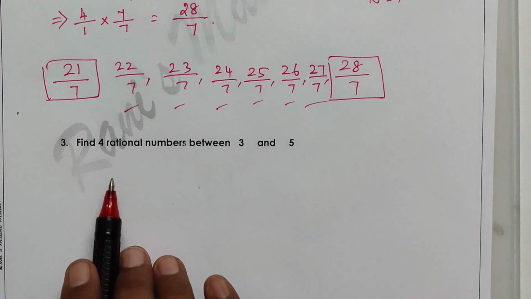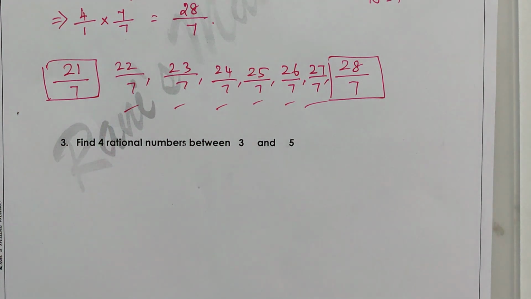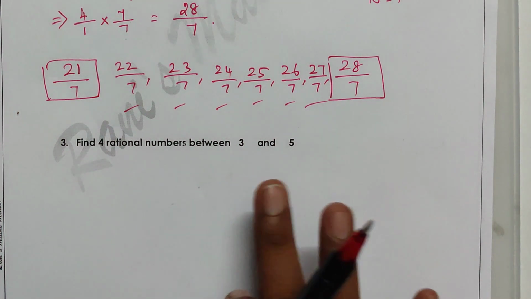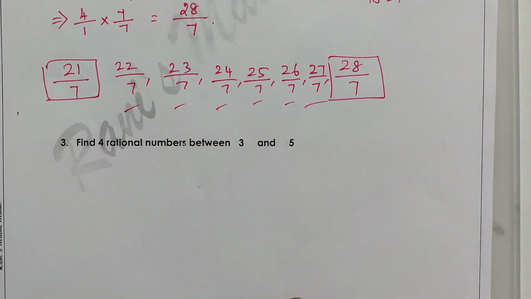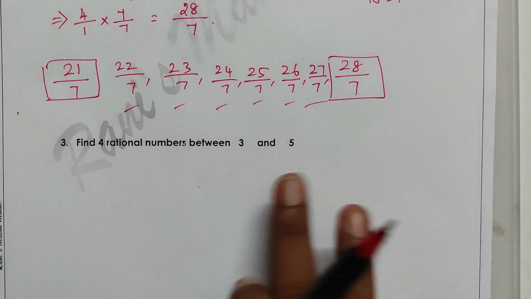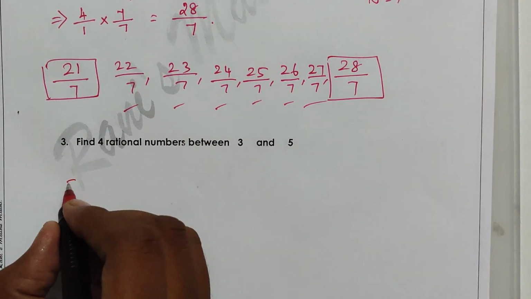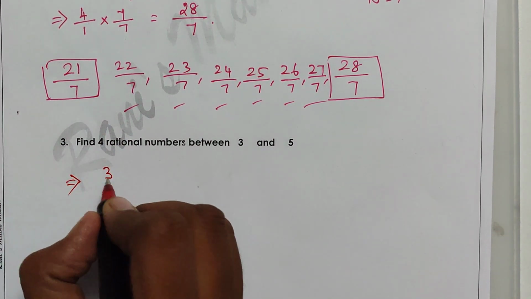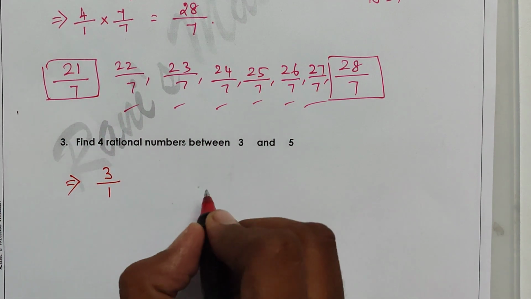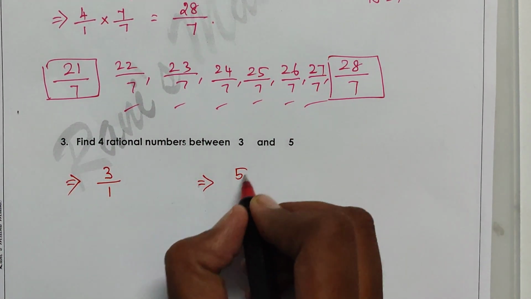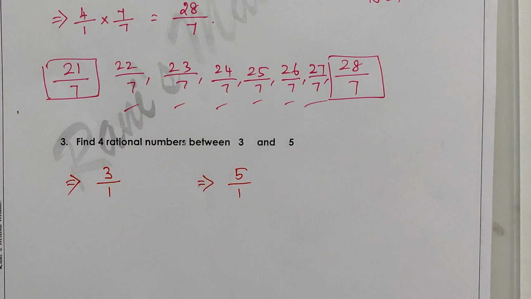Find 4 rational numbers between 3 and 5. Whatever the question may be, don't worry about that. Check whether it is a whole number. In this video I am giving for the whole number only. So this is the whole number. First we have to make it a rational number, that is nothing but dividing by 1. That is 3 by 1. This is our rational number. Then 5 by 1. Now 5 becomes the rational number.